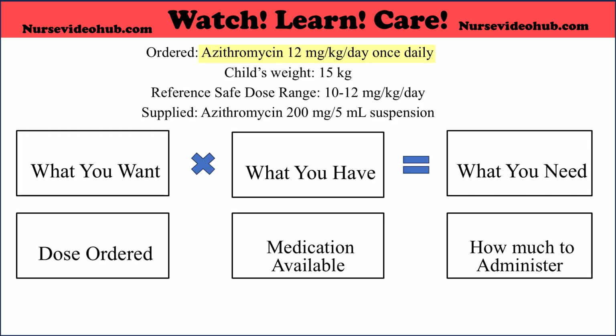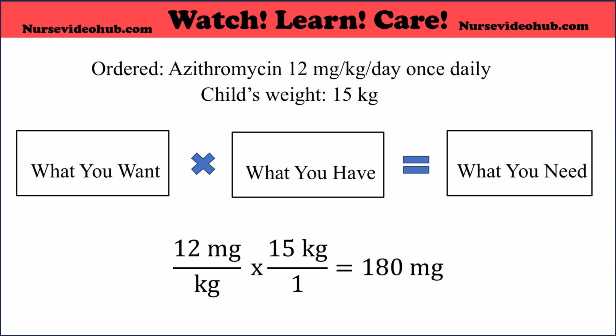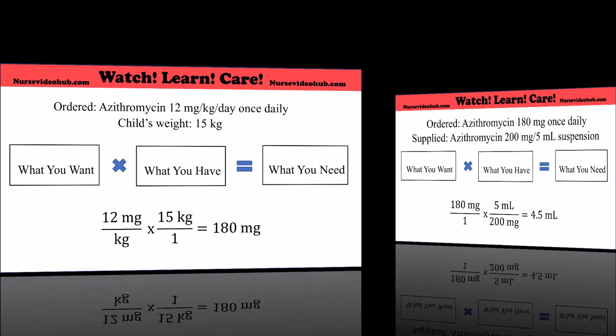The order is azithromycin, 12 milligrams per kilogram per day, once daily. The child's weight is 15 kilograms. The reference safe dose range is 10 to 12 milligrams per kilogram per day. It is supplied as azithromycin, 200 milligrams in a 5 milliliter suspension. First, calculate the patient dose. 12 milligrams times 15 kilograms equals 180 milligrams per dose.